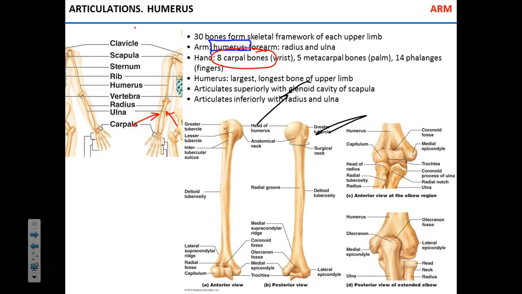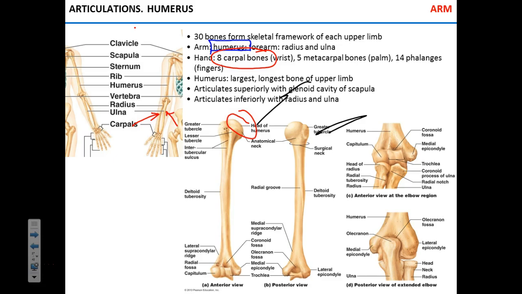Okay? The humerus, the specific parts of the humerus. The head of the humerus articulates with the glenoid cavity. On the anterior portion, you can see the tubercles, the greater and the lesser tubercle, and you can see the intertubercular sulcus between them. These tubercles represent the attachment sites of the muscles.